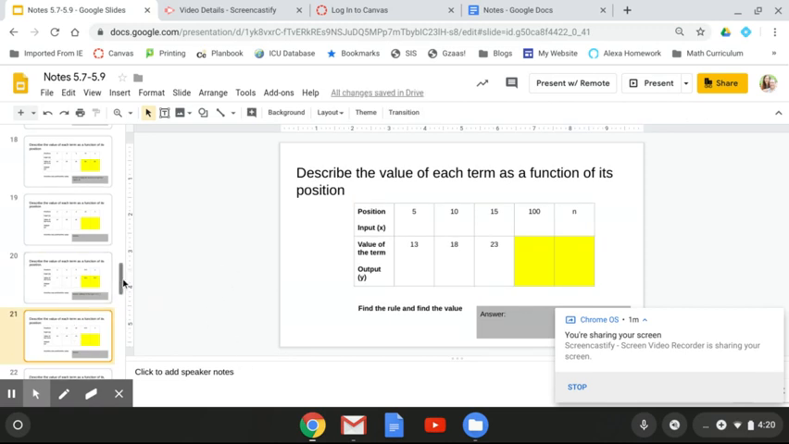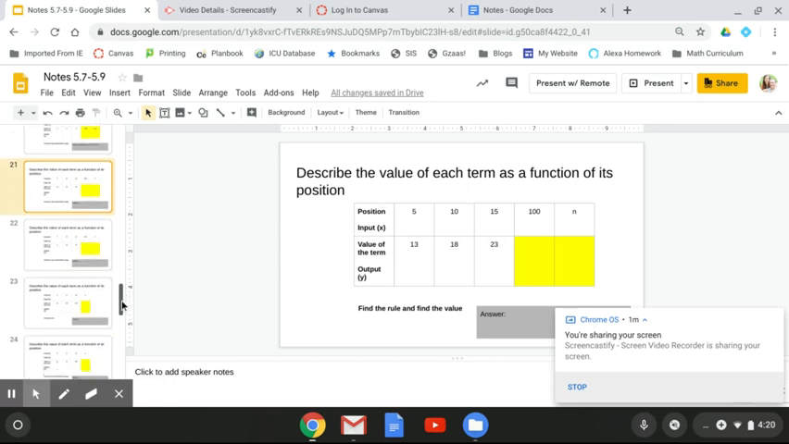Very similar for slide 21. So I'm going to have you actually do slide 21 on your own while I'm not doing a video. Go to slide 22. This is where it gets a little bit harder.